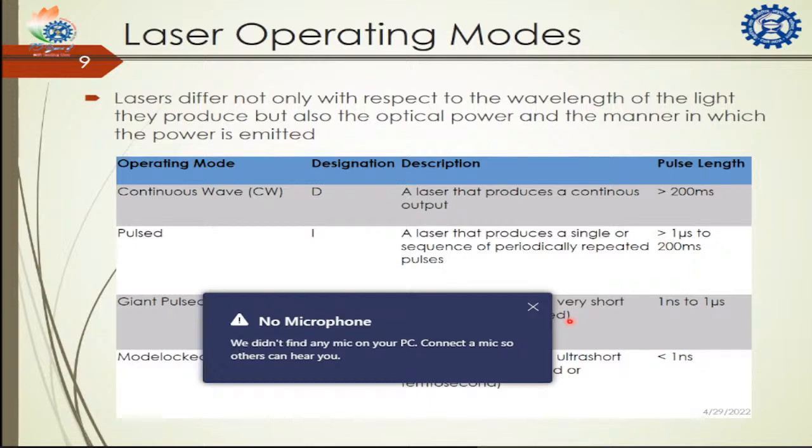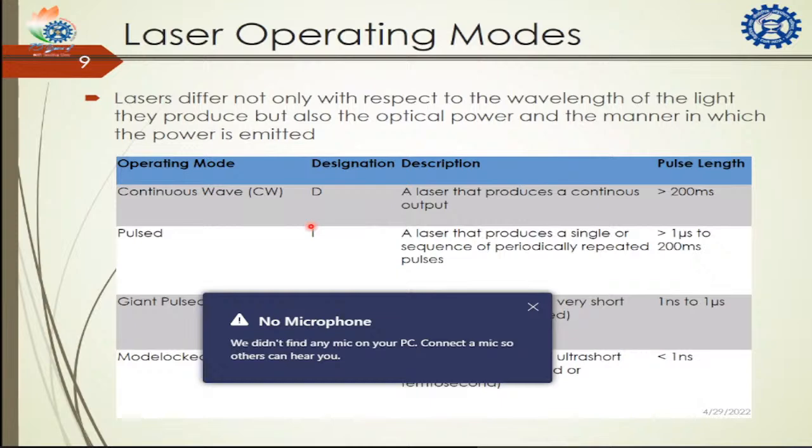Lasers differ not only with respect to the wavelength of the light they produce, but also the optical power and the manner in which the power is emitted. So there are different modes of operation of these lasers: continuous wave, pulse, giant pulse, and mode lock. A continuous wave laser produces a continuous output, as we can see, and the pulse laser produces a single or a sequence of repeated pulses.